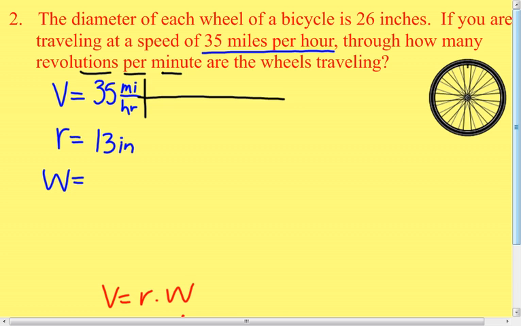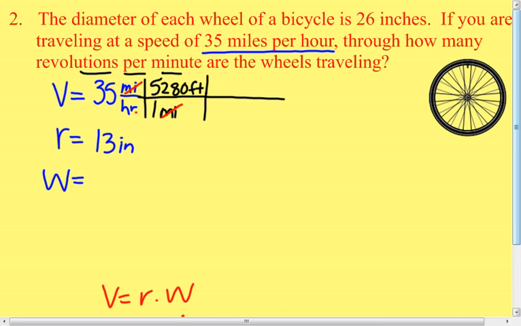Okay? So, in 1 mile, there are 5,280 feet. Okay, notice how I have miles, kitty corner from miles, so that they drop out. If I were to give an answer right now, I'd be in feet per hour, and that's not going to work. So I need to convert those feet to inches.